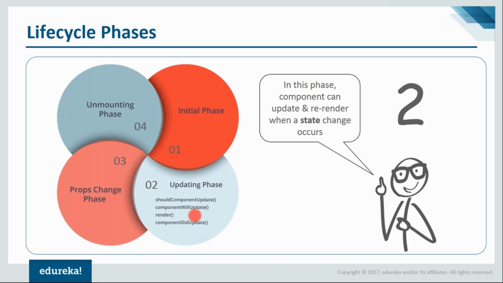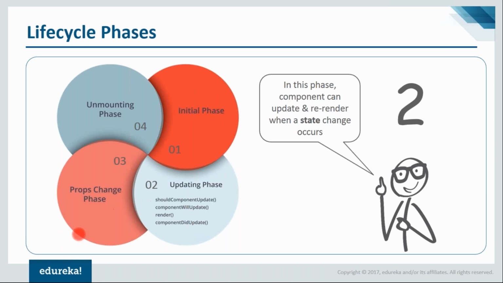Okay, and the final method is componentDidUpdate. Now this method gets called after your component updates and the render method has been called. So if you need to execute any code after the update takes place, you can put it inside this method. Okay, so that's what the updating phase is about.